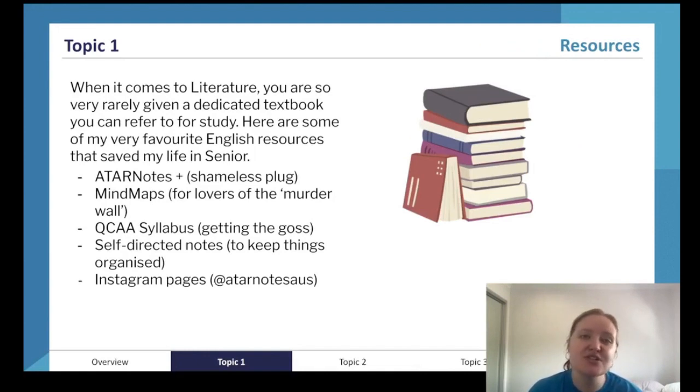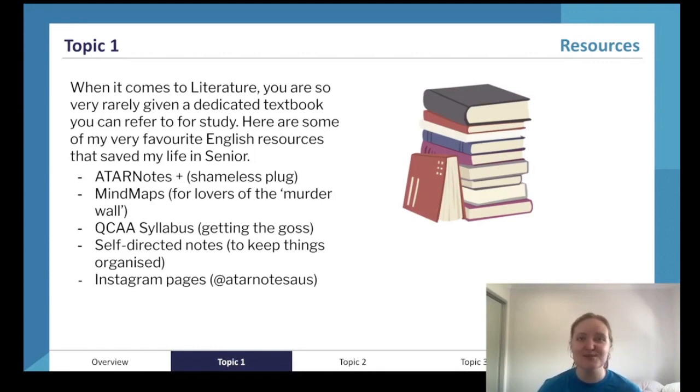A brief mention also on resources. Because literature is not a black and white subject in the sense that you can't write a practice paper, then flip to the back and find the exact answer there to mark yourself right or wrong, there isn't generally a set textbook that you have to be learning about literature throughout the year.